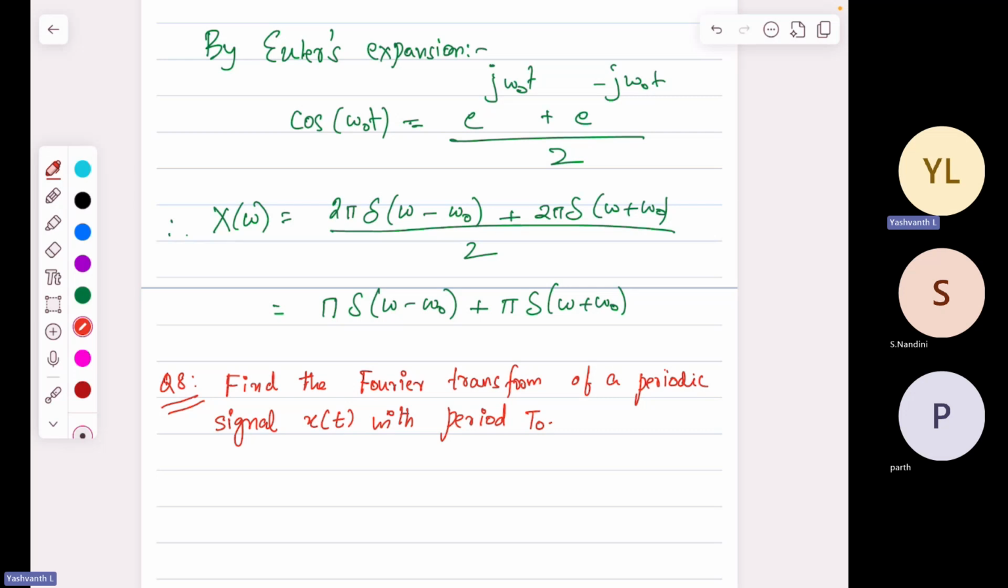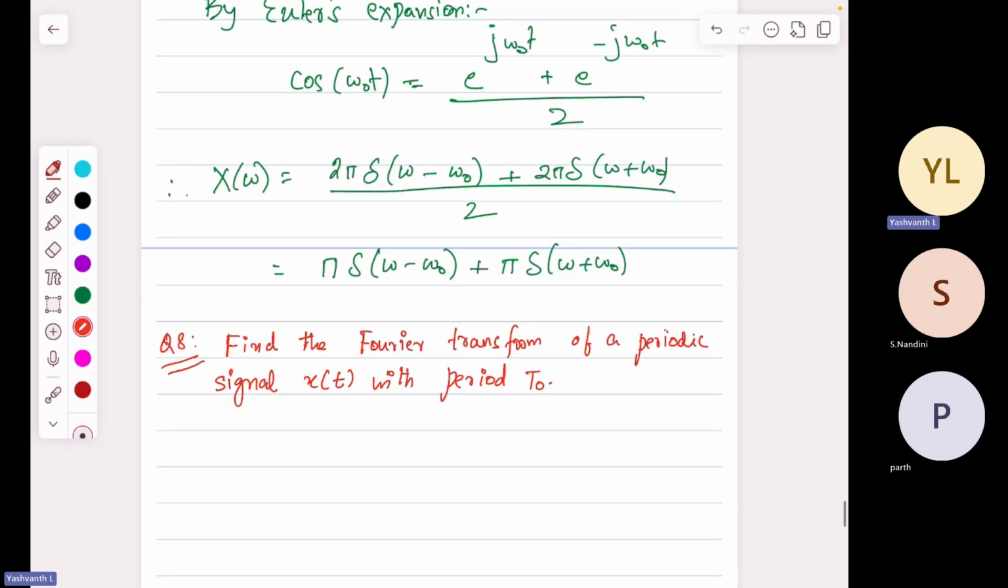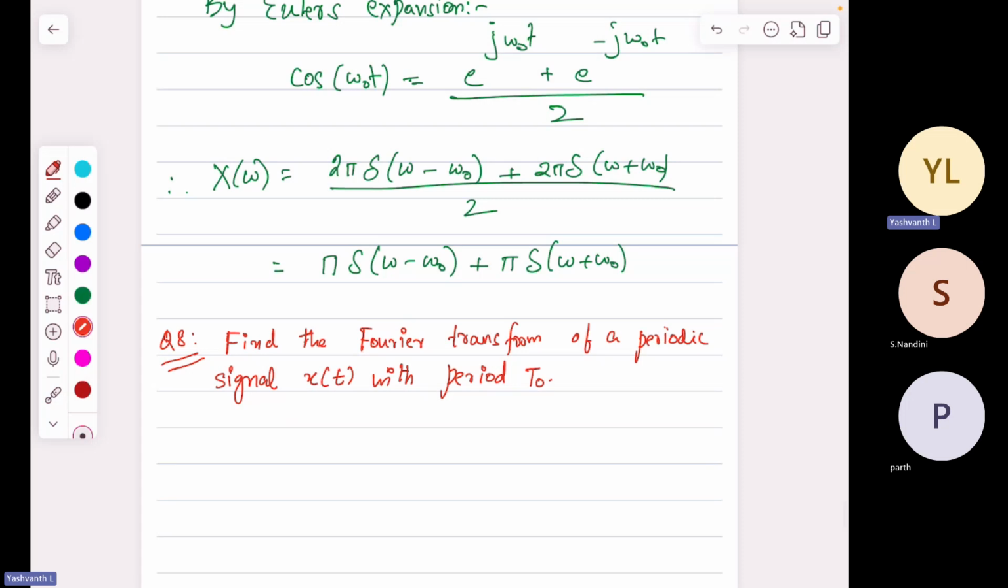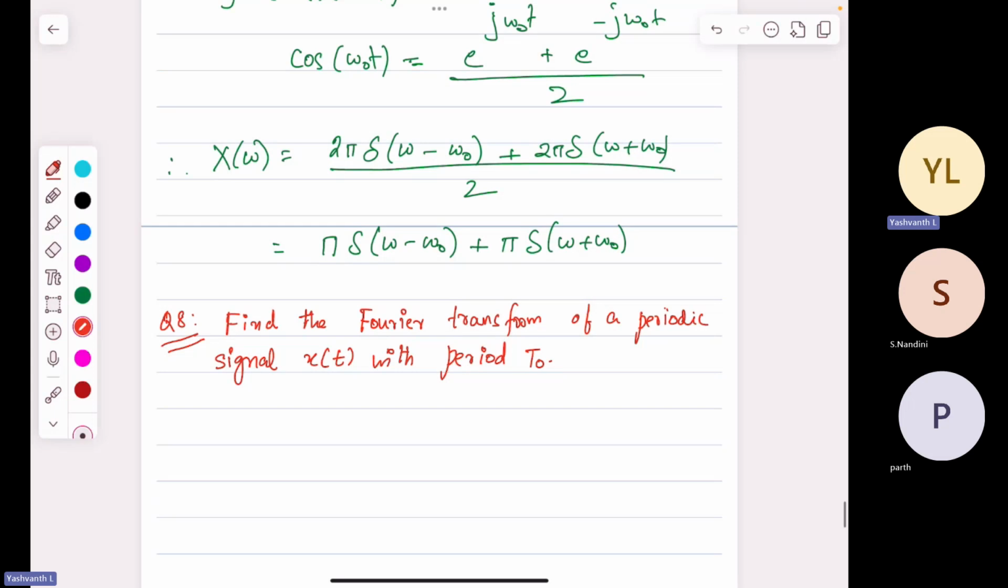Basically, a Fourier series is applicable for a continuous time periodic signal, but the Fourier transform is applicable even for a continuous time aperiodic signal. It is also applicable for a periodic signal. For a periodic signal, the Fourier transform has a specific formula. We know the Fourier transform formula: X of omega is equal to integral of x of t e power minus j omega t dt.